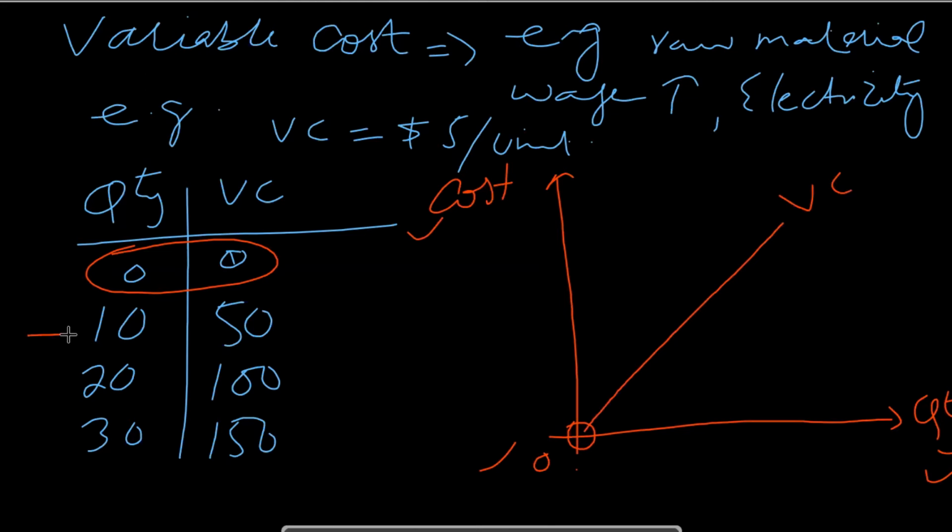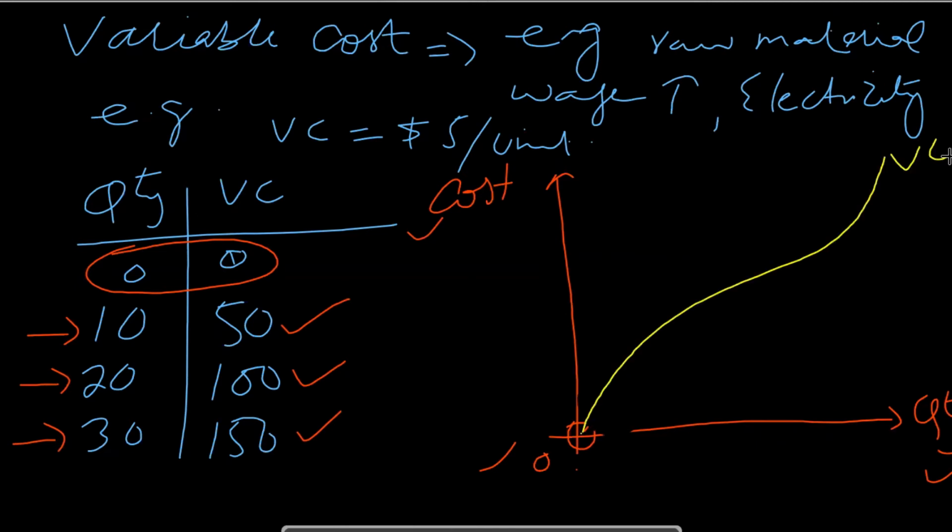When quantity produced is 10, variable cost is 50. When quantity increases, variable cost increases, and if quantity further increases, variable cost will further rise. So variable cost will be positively sloped, and it will start from origin point. One thing is really clear, that it will start from origin point and it would be positively sloped, but it need not be a straight line. It can be curved like this.